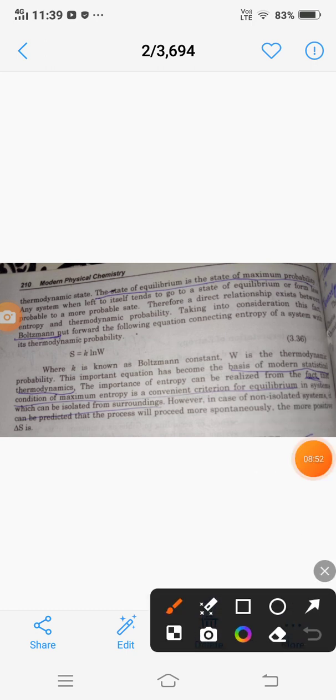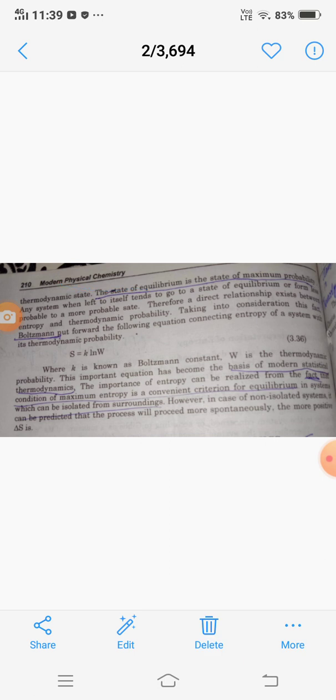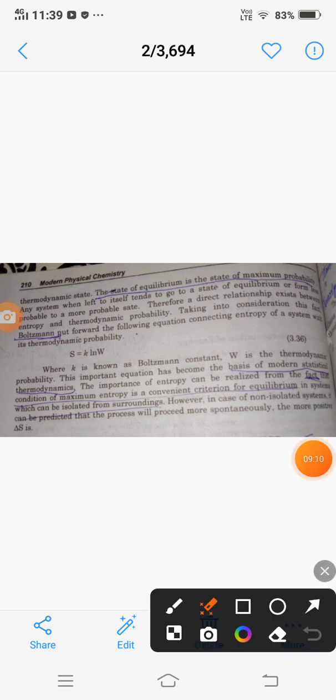The state of equilibrium is a state of maximum probability. We have said earlier that equilibrium is a state where the randomness of the system is maximum. Any system that moves back and forth simply reaches the equilibrium state, so it is a more probable state. Therefore, a direct relationship exists between entropy and thermodynamic probability.